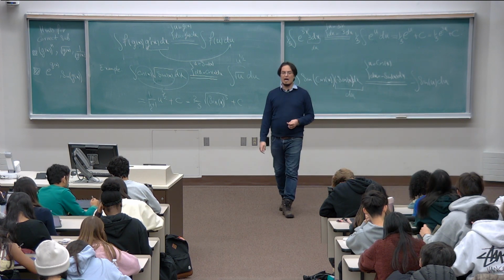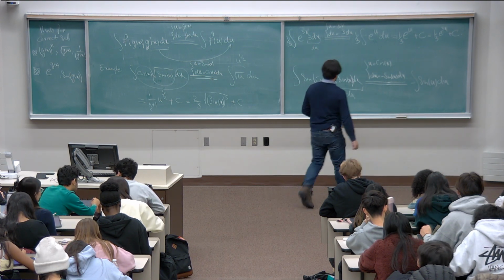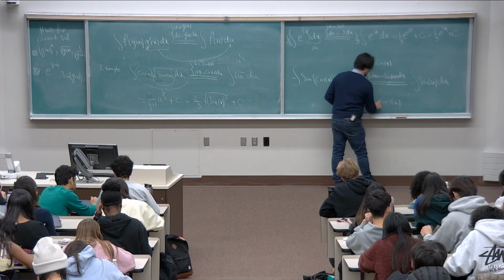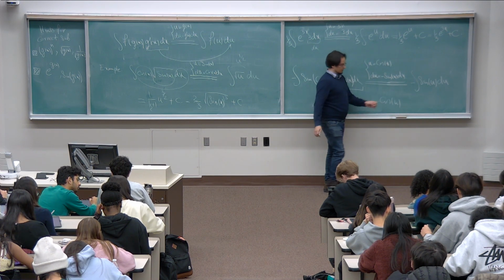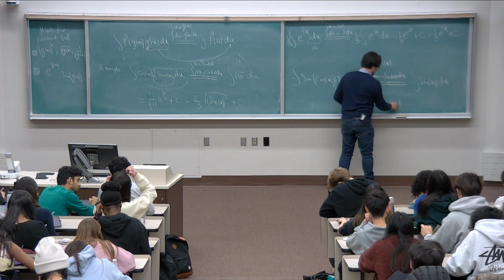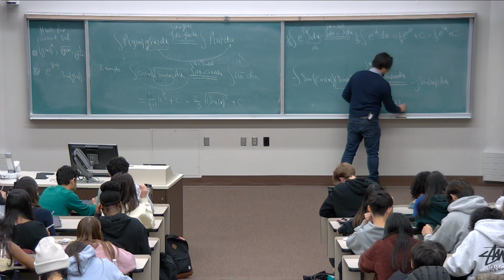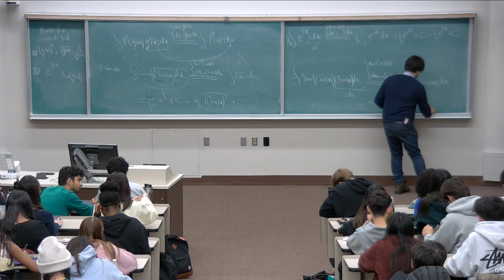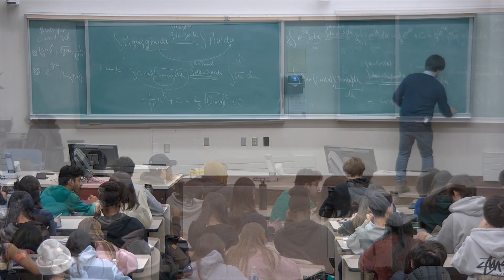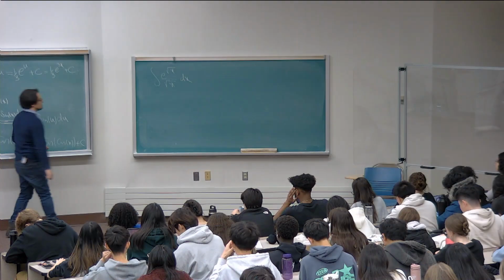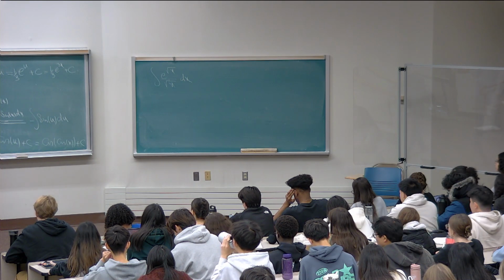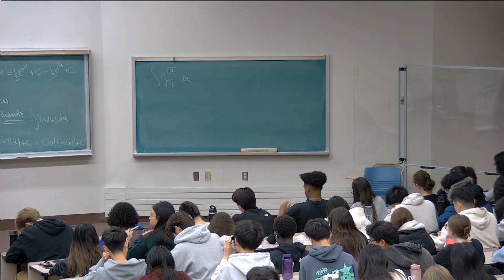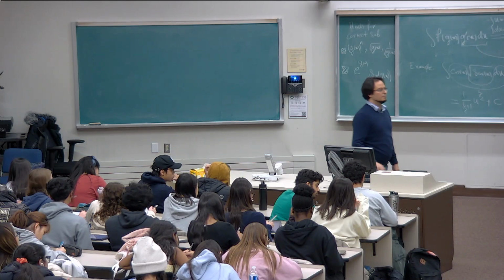Antiderivative of sine u with respect to u is negative cosine u, but there was a negative sign before there, so it cancels. And then the result is cosine of cosine x plus c. Any questions, any comments there?